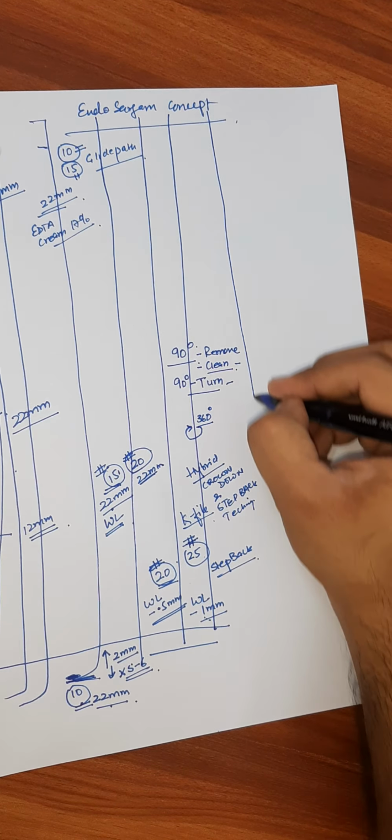The next file is the 30 number file. It should reach working length minus 1.5 mm. Also, it should go a 360-degree turn. In between all the files that you have used, 10 number, 15 number, 20 number, 25 number, now 30 number, make sure between each file you are doing irrigation with sodium hypochlorite.